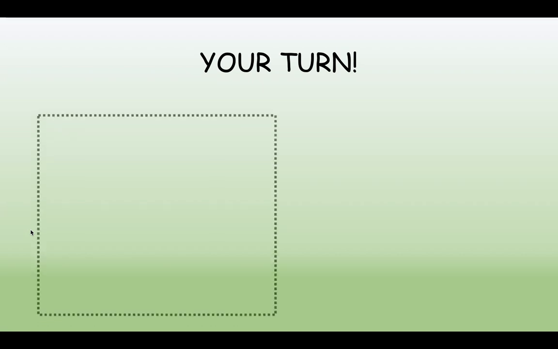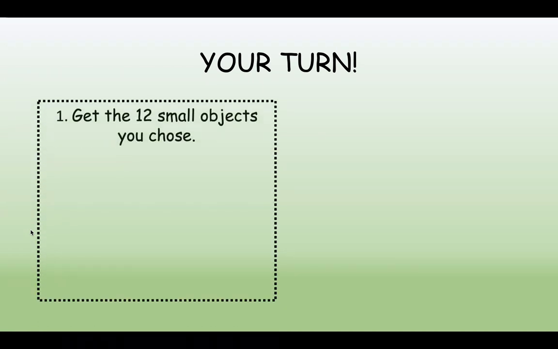So now it is your turn. Now we are going to use the objects that you got. So you need to get the 12 small objects you chose. So maybe grab your beans, your pasta, your marbles, your buttons, whatever you chose to grab. And you want to make sure that you have 12 of them, okay?